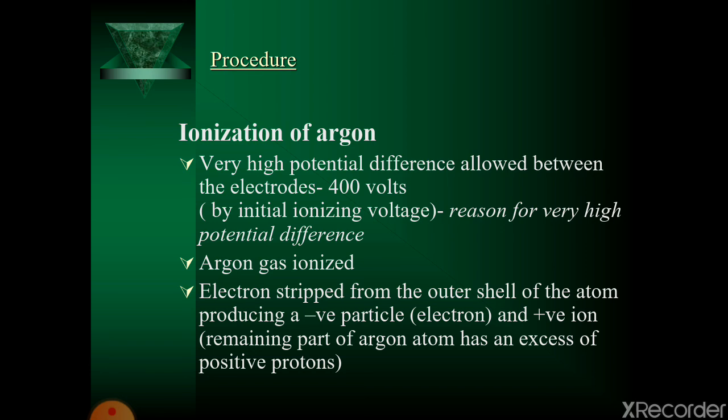Procedure: ionization of argon. A very high potential difference is applied between the electrodes, that is 400 volts. Argon gas is ionized. An electron is stripped from the outer shell of the atom, producing a negative particle and a positive ion. The remaining part of the argon atom has an excess of positive protons.